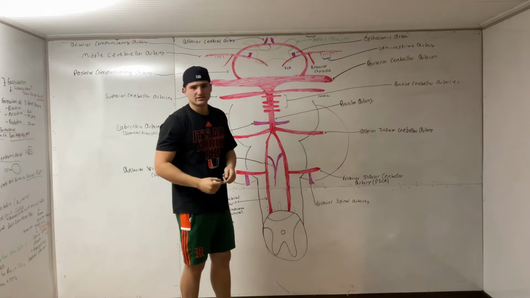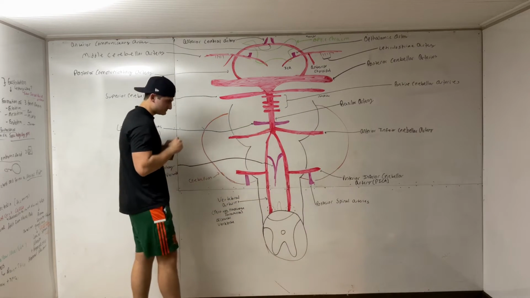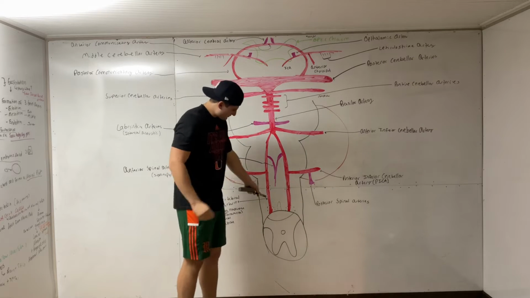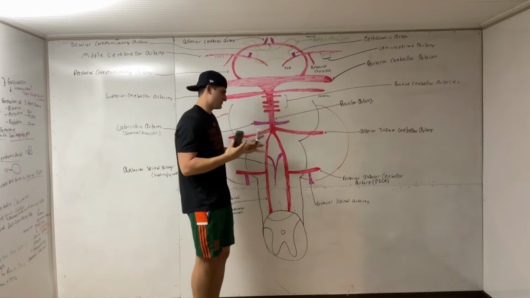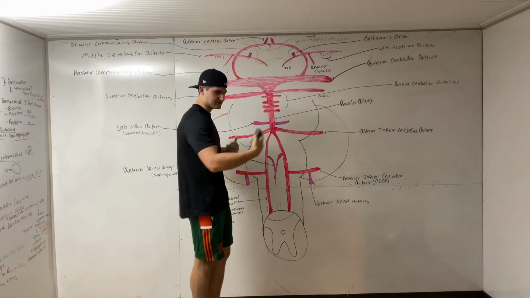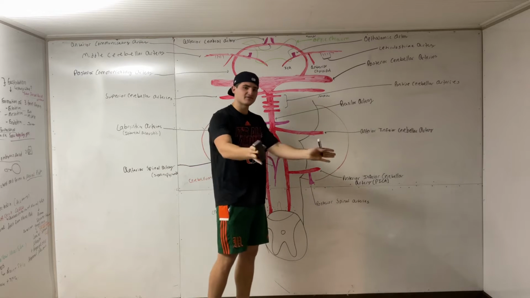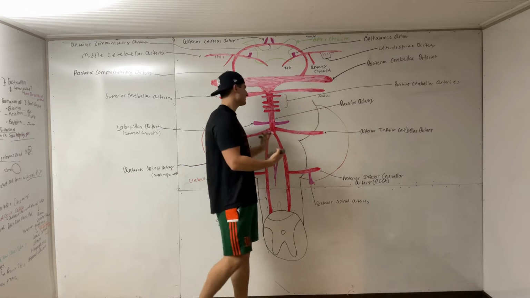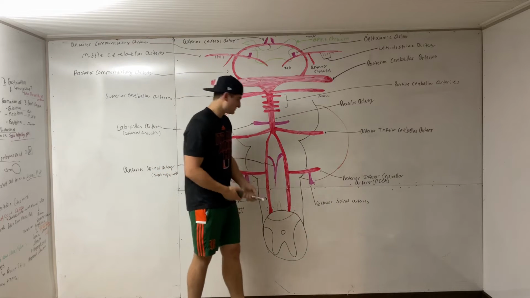Can't really draw it 3D on a 2D board, but you get the point. Now, the two vertebral arteries proceed up, and they're going to branch. So arteries, we said they diverge, veins, they converge. So we're going to have a lot of different things that are converging here.